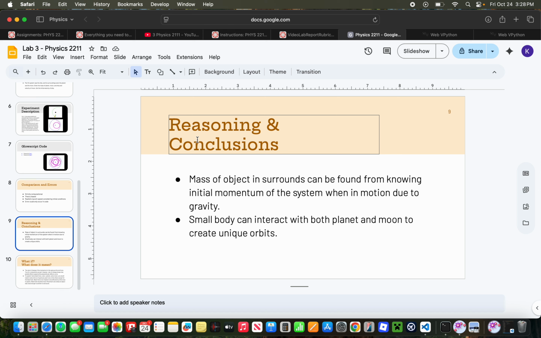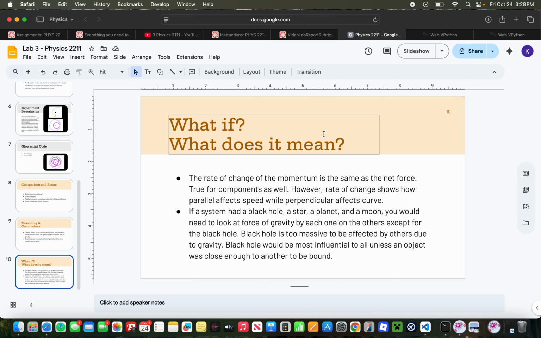And then some of our reasoning and conclusions: the mass of an object and its surroundings can be found from knowing the initial momentum of the system when in motion due to gravity. Our small body can interact with both planet and moon to create unique orbits. The rate of change of the momentum is the same as the net force, and this is true for the parallel and perpendicular components as well. However, the rate of change shows how the parallel component affects speed while the perpendicular component affects curve.